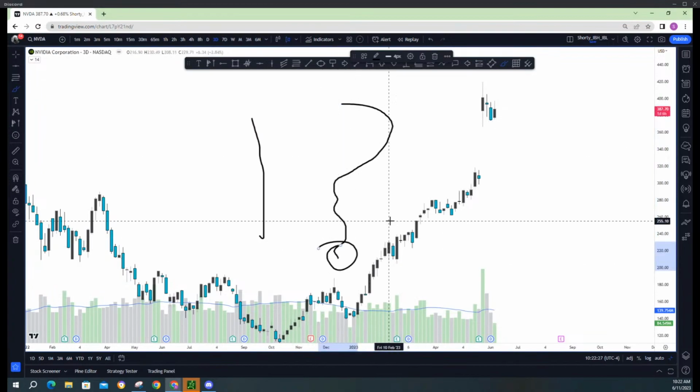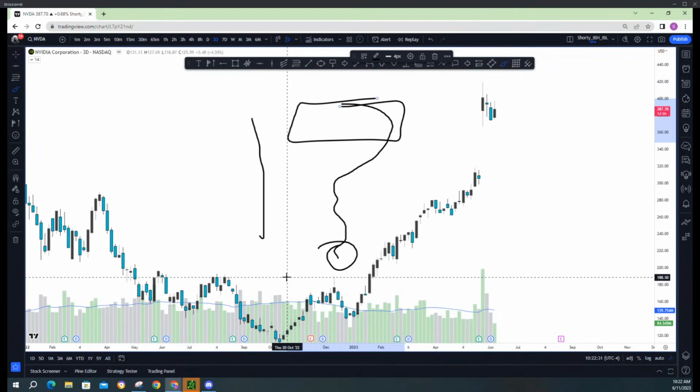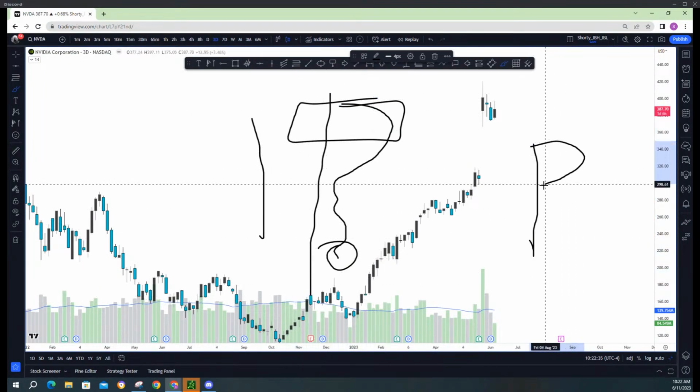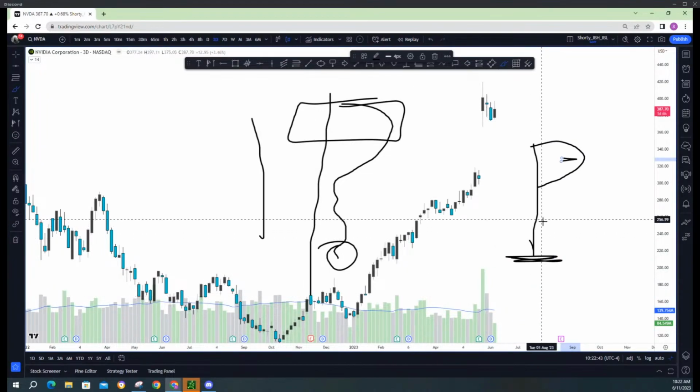And the people that bought here, what do you guys think they're doing here? If they're short-term traders on a P shape, getting bought out here, short-term traders, what do you think they're doing here? Selling. Yeah, they're selling. They're taking their profits. And then, what do you guys think happened?